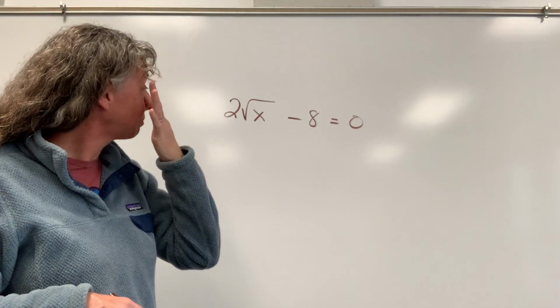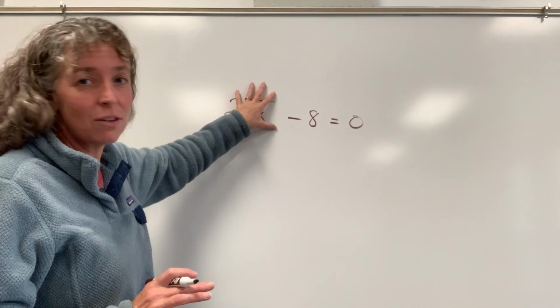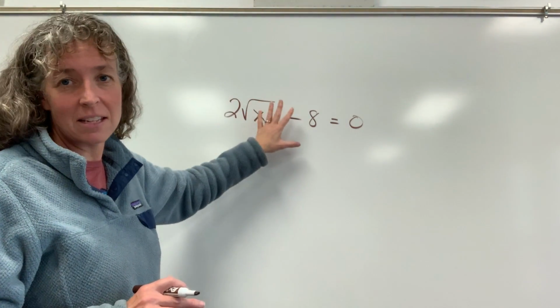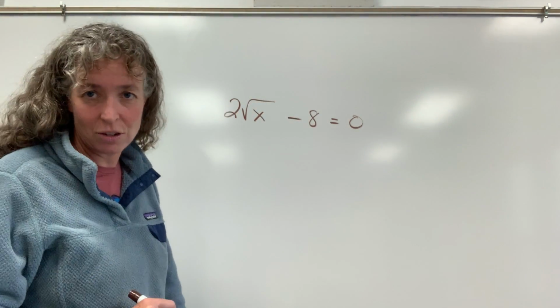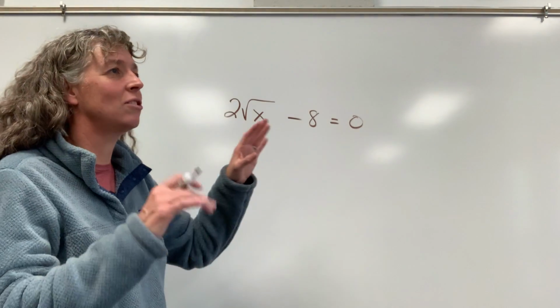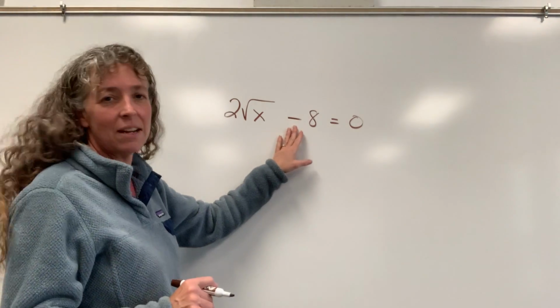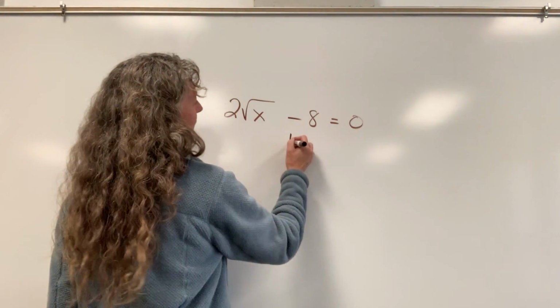So remember, we solve the variable last. We leave that alone until the very end. Anything that's with the variable has to stay with it till the very end. We need to get rid of all the regular stuff first. When I say regular stuff, I mean just regular numbers that have no letters or anything to deal with. So we have a negative 8 right here. We're going to get rid of that, and the opposite of negative is positive, so we're going to add that 8.